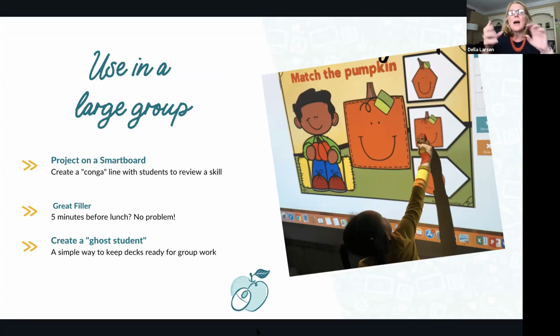But you can pull up a Boom deck onto your smart board, and whether you do a conga line or you just keep the kids sitting down and call them up, it's a great way to fill that time. And here's a little tip for behavior management. You can make kind of a Boom ambassador, and they can stand at the front of the screen. And if they follow directions, right?